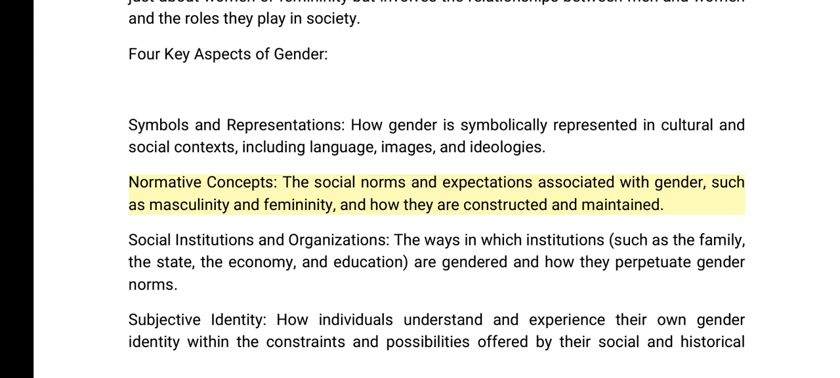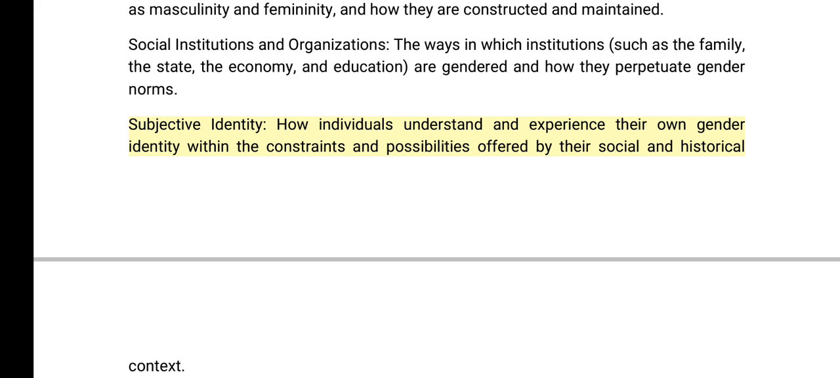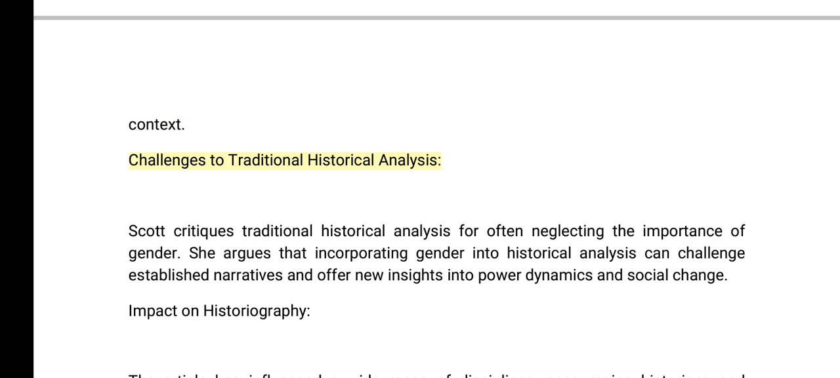and maintained. Social institutions and organizations: the ways in which institutions, such as the family, the state, the economy, and education, are gendered and how they perpetuate gender norms. Subjective identity: how individuals understand and experience their own gender identity within the constraints and possibilities offered by their social and historical context. Challenges to traditional historical analysis.